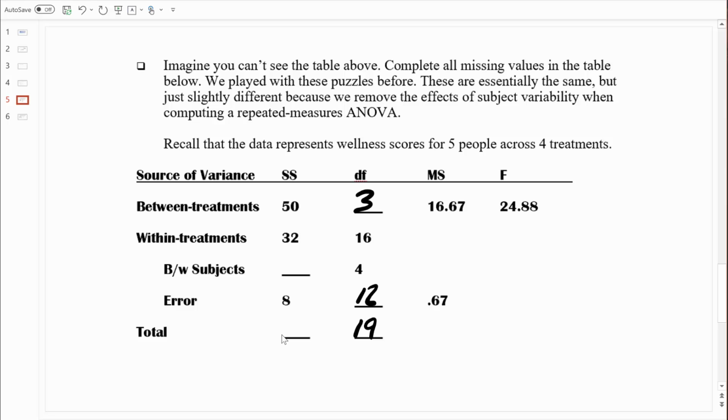Let's focus on this cell next. This is sum of squares total. Remember, if we take sum of squares between treatments and add sum of squares within treatments, we should find sum of squares total. 50 plus 32 equals 82.